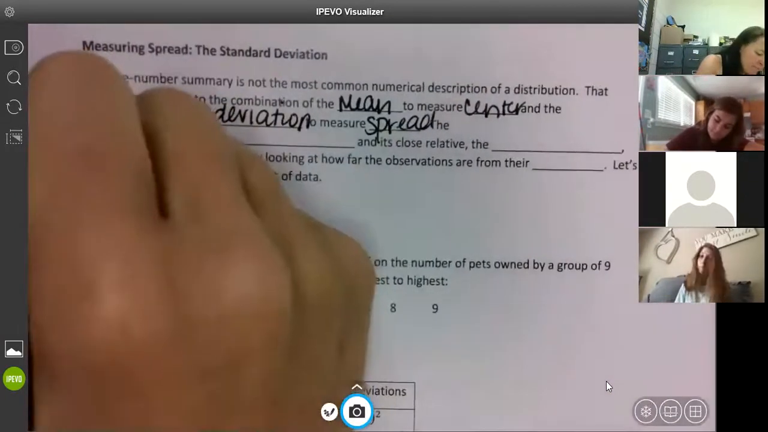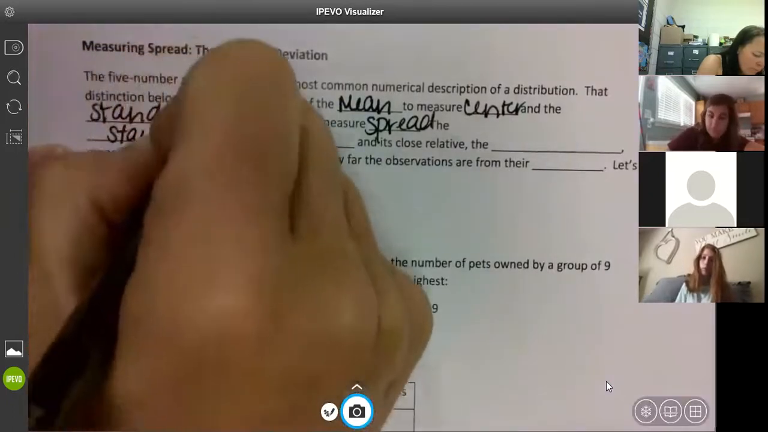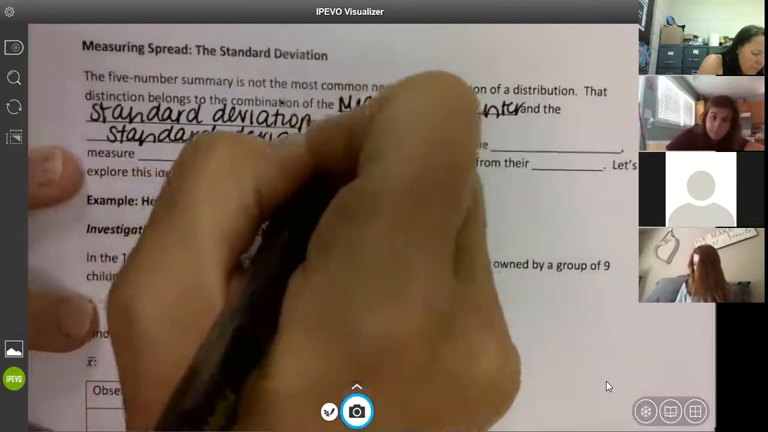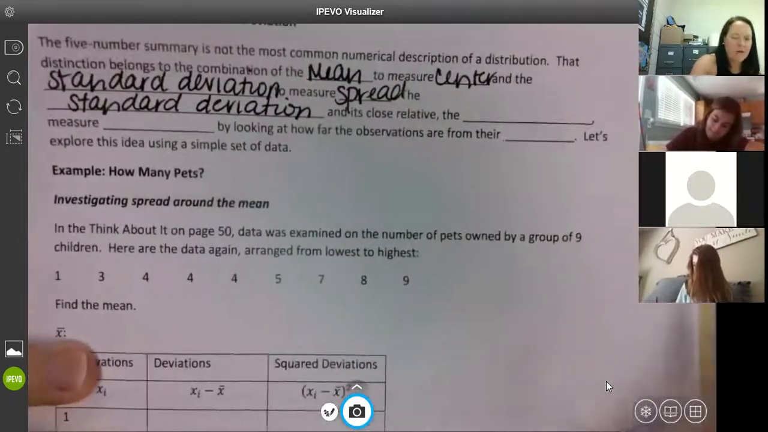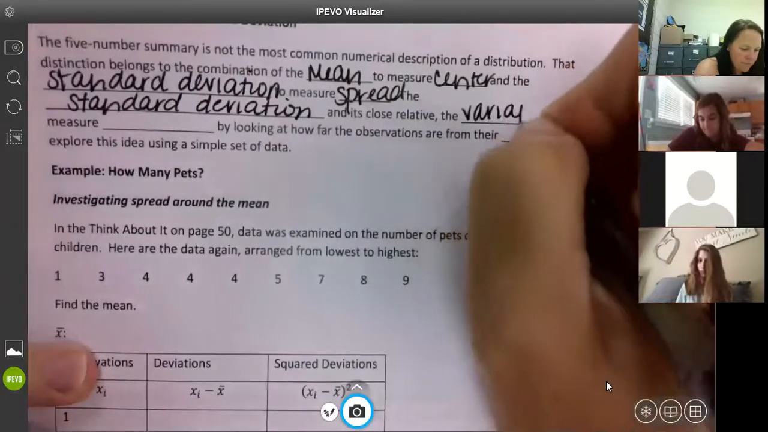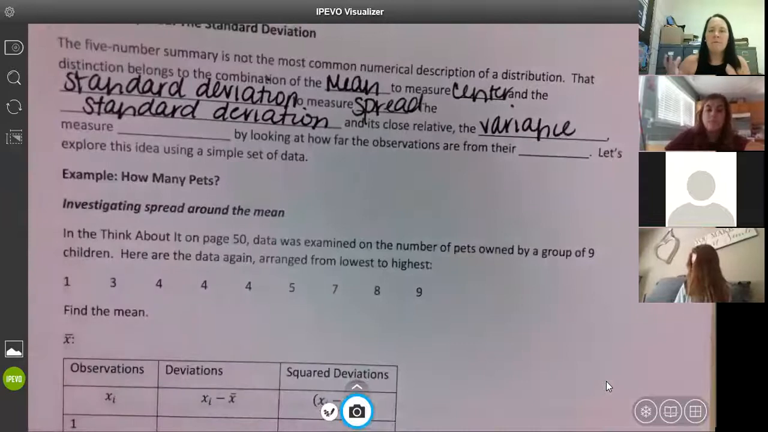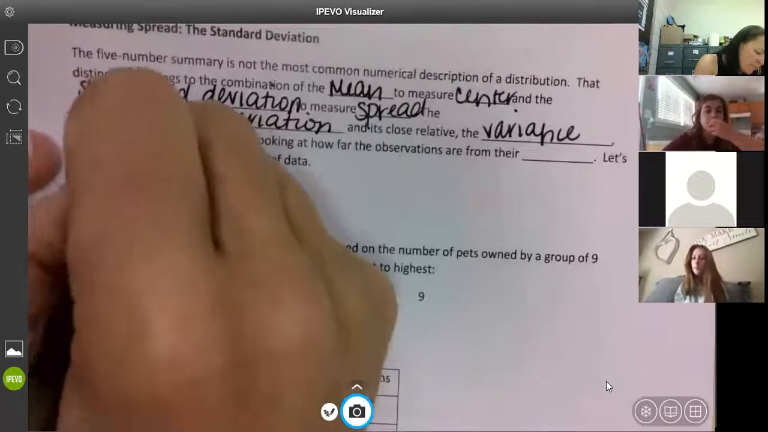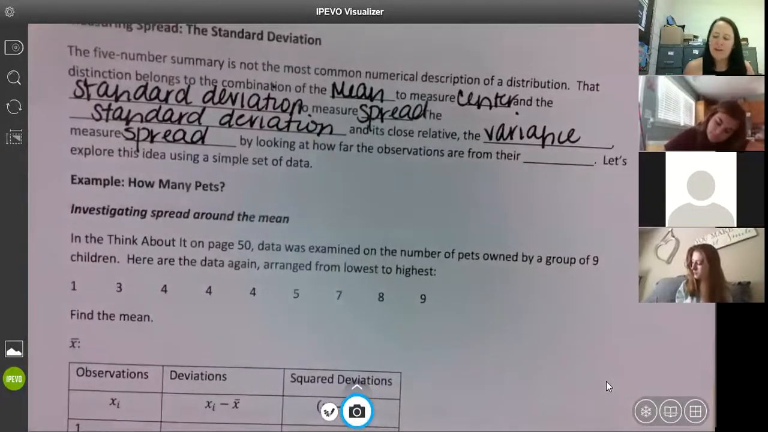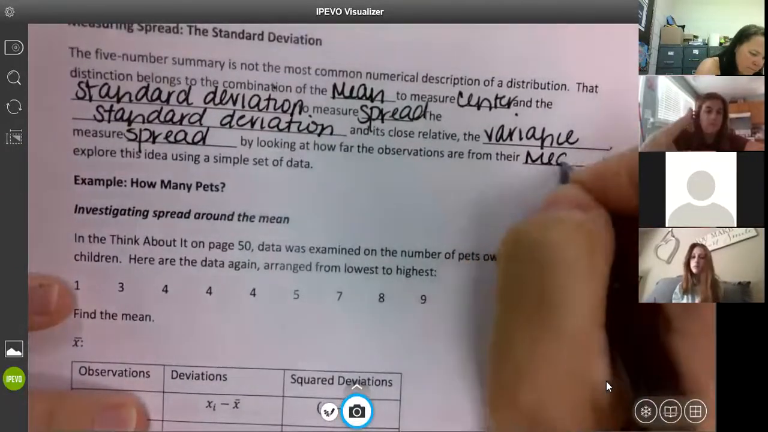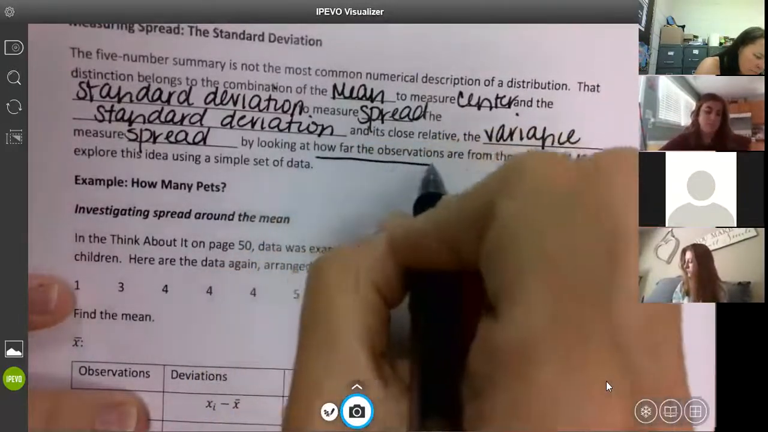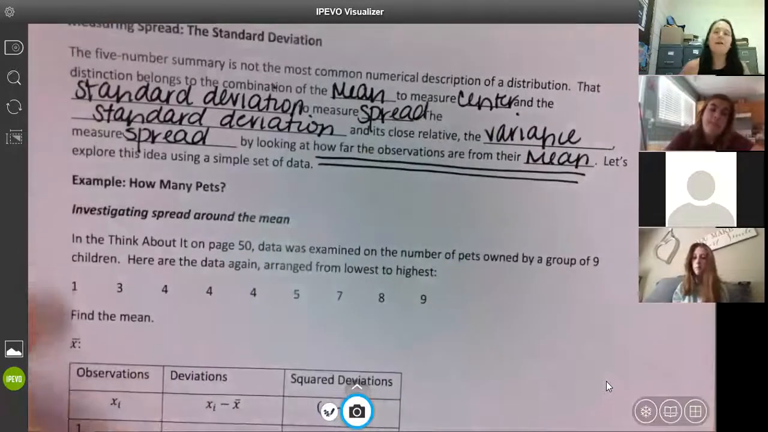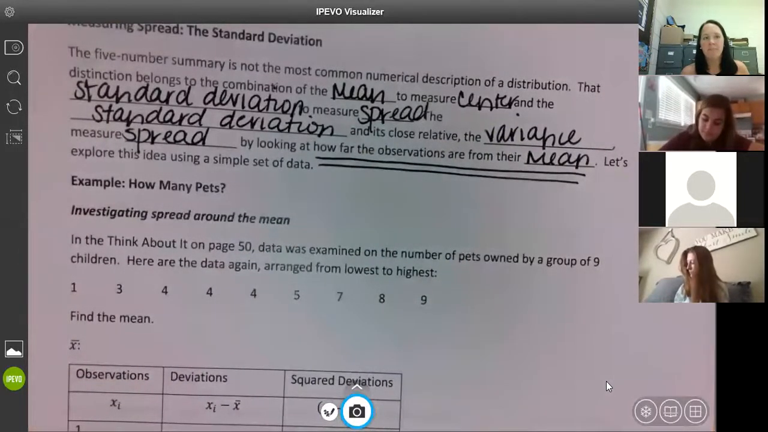The standard deviation and its close relative, the variance, and we're going to talk about that too. They're kind of interchangeable, but we talk about the standard deviation. They'll ask you to find the variance, and the variance is real close to the standard deviation, okay? They measure spread by looking at how far the observations are from their mean. This is basically the definition of standard deviation, how far the observation is from the mean.